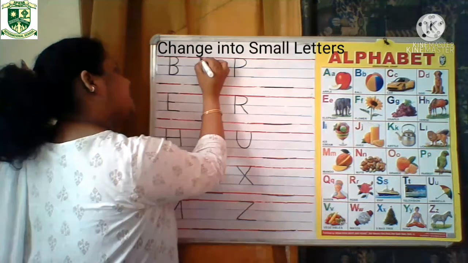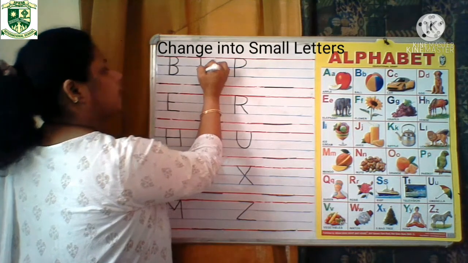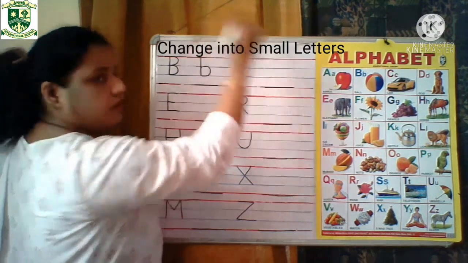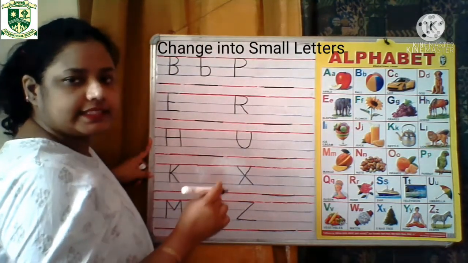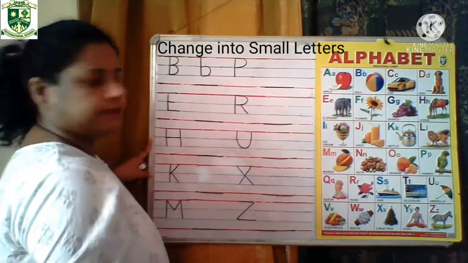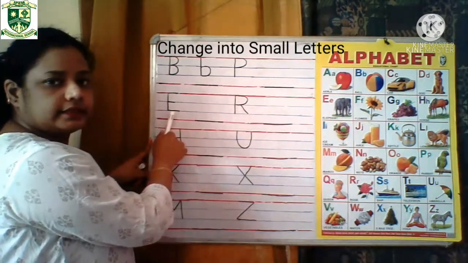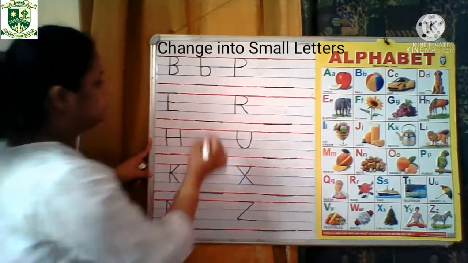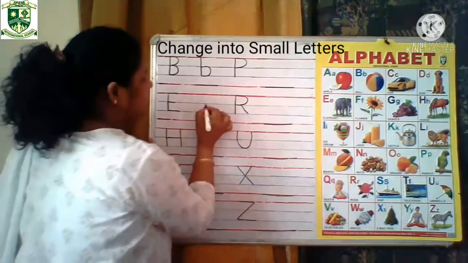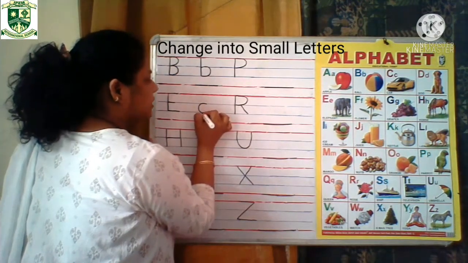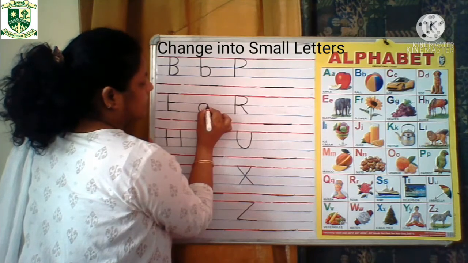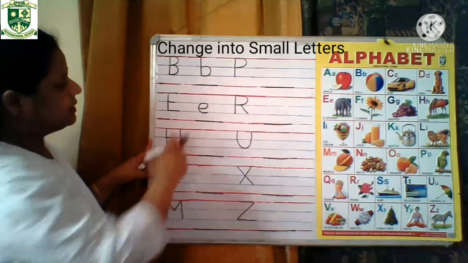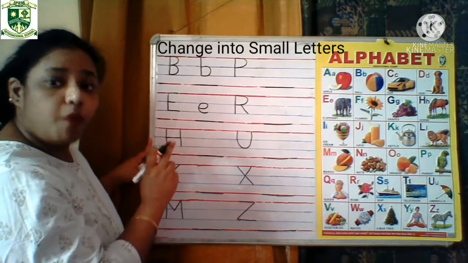First of all, we'll make one standing line from the red line to the second blue line and give a right curve. Okay, this is how we'll make small b. Now tell me what is the next letter? This is capital E. Now how will we write a small e? In between the two blue lines, we'll give a left curve, and then from the starting we'll go in and give another curve. Okay, this is how we'll make small e.